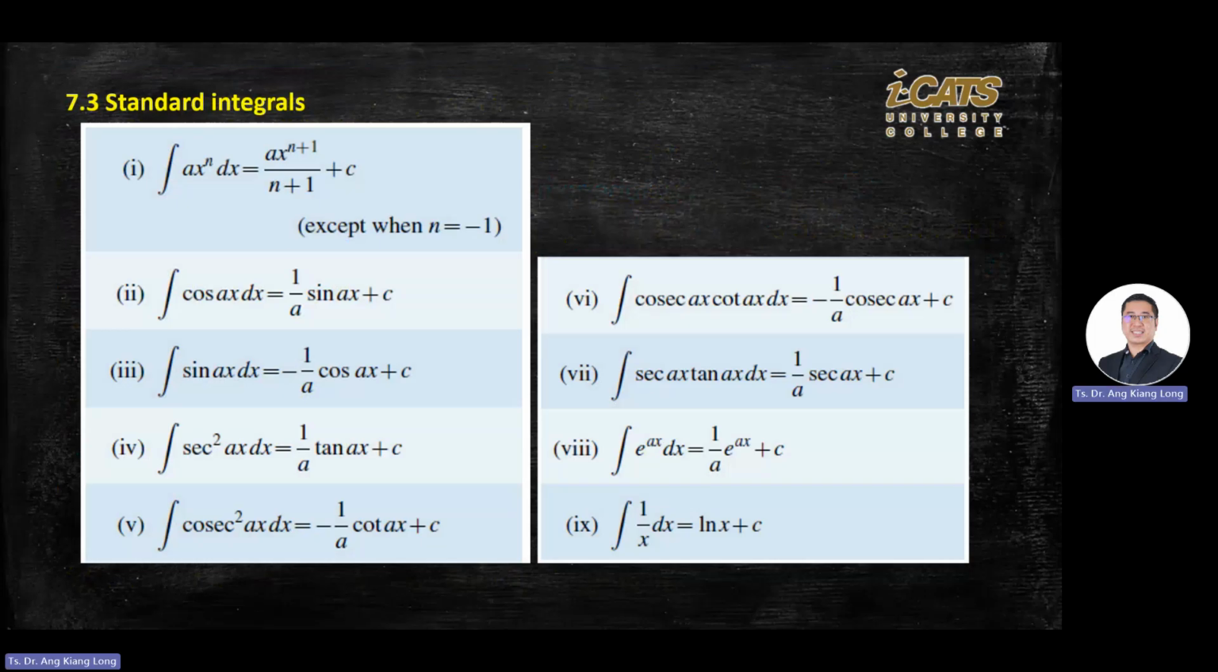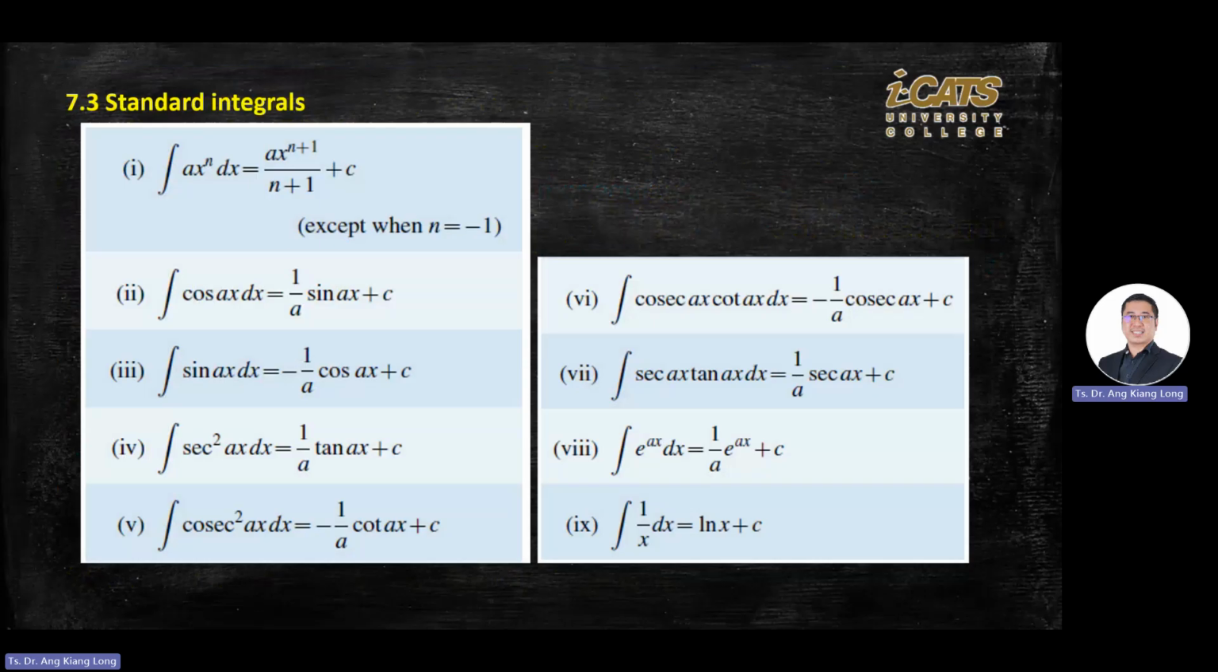Copy the ax plus c. Why plus c? Because there's no limit, no lower limit or upper limit. Same here: if you integrate sine, you get negative cos. If you integrate sec square, you get tan. If you integrate cosec square, you get cot, and so on.